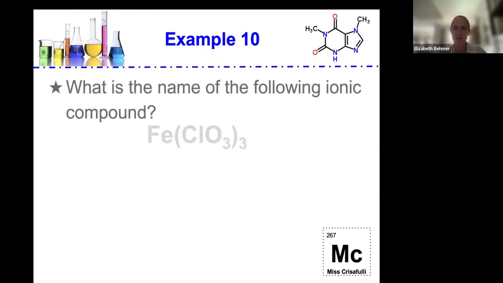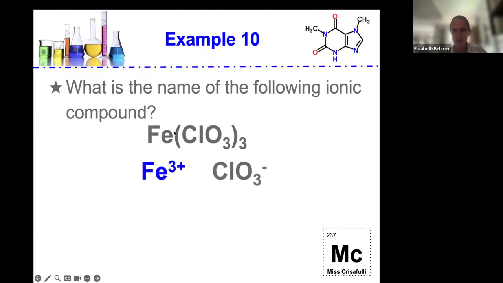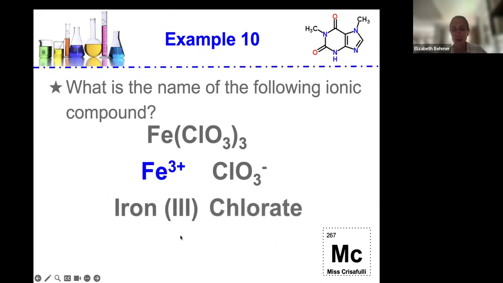What's the name of the following ionic compound? FeClO3. We have iron with a 3 positive charge because we crisscross these charges. ClO3 is just a negative charge. I know that's iron. We have to add in the Roman numerals because it's III, chlorate, ClO3.